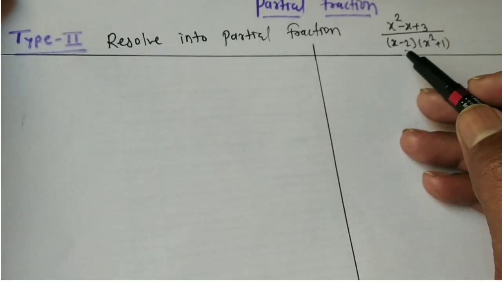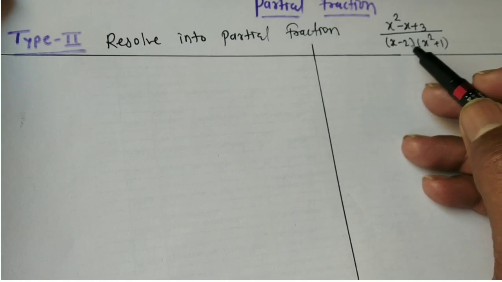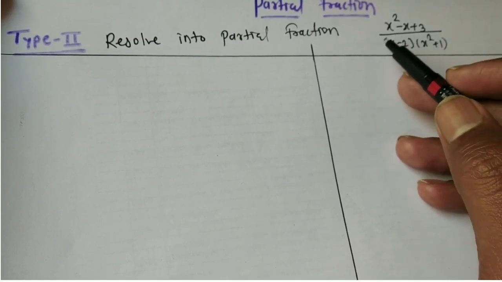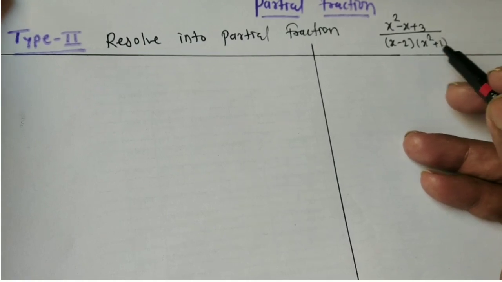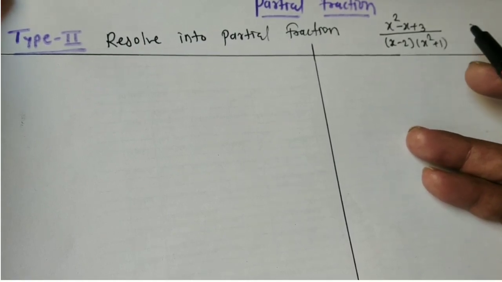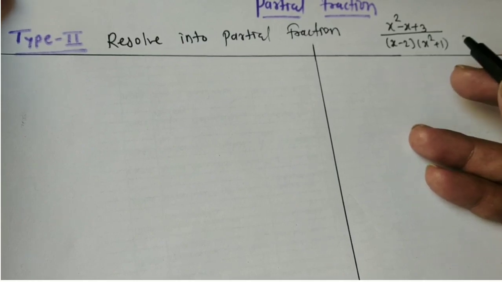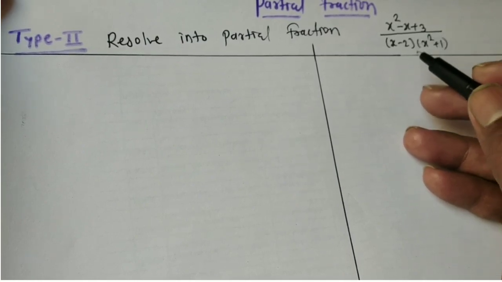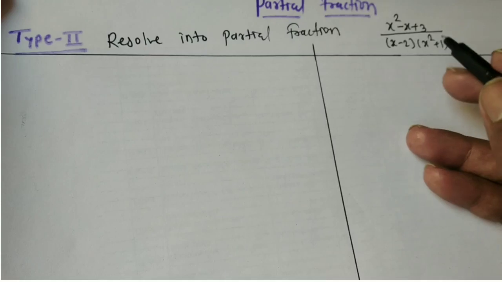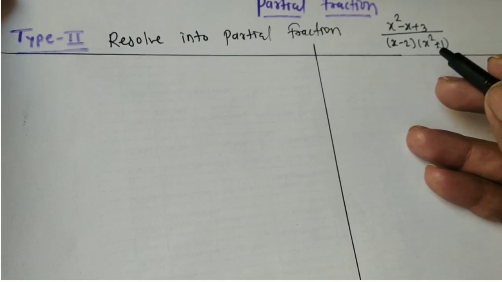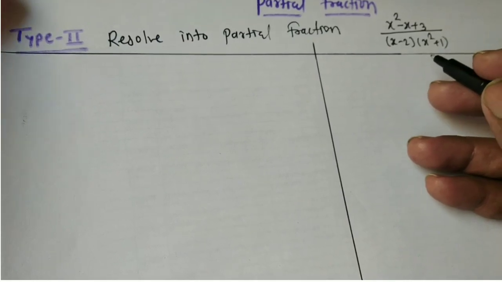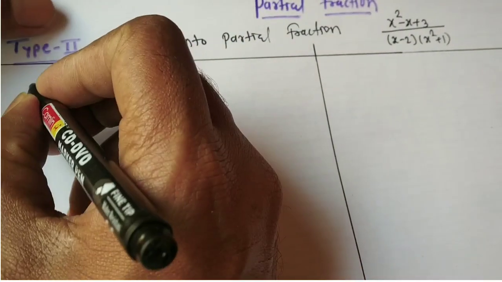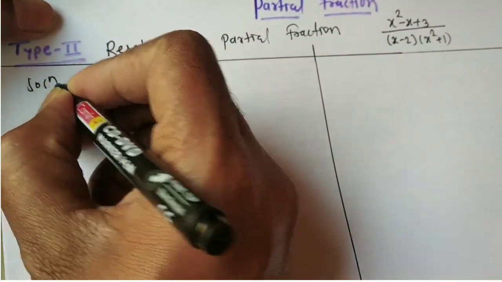Type 2 contains questions where in the denominator we have one linear factor and the other is a quadratic factor. That quadratic factor may or may not be explicitly written as linear factors, so it depends on whether it is explicitly written or not. Here I am going to tell you a new method of solving this type of partial fraction. So we will solve here.